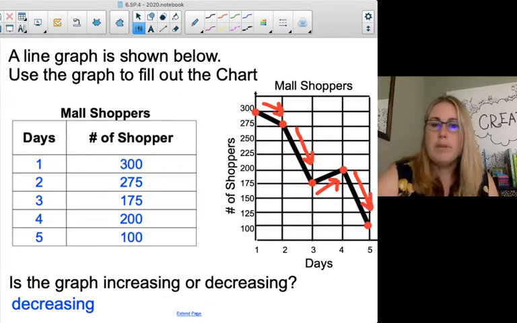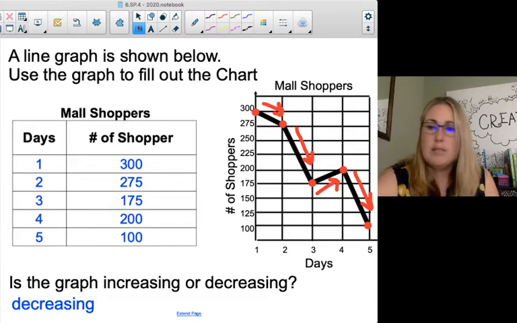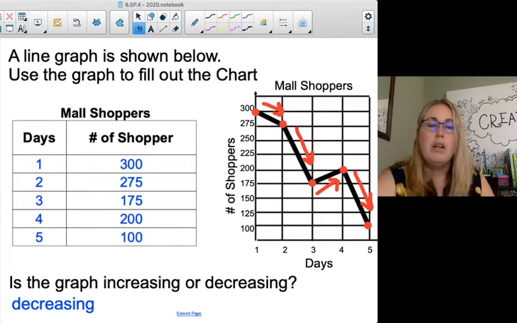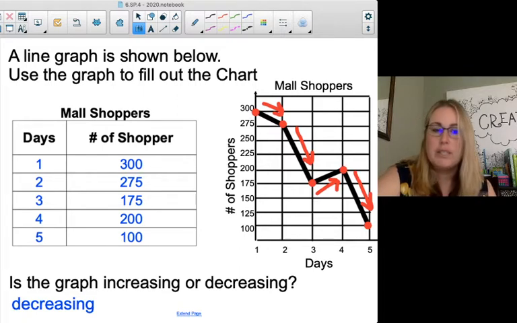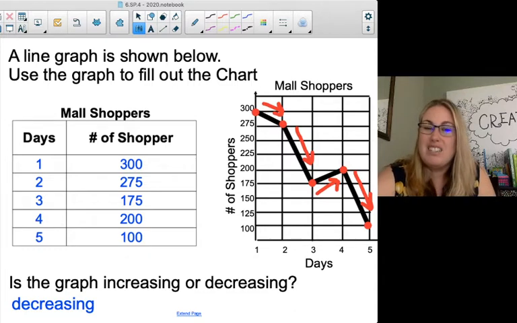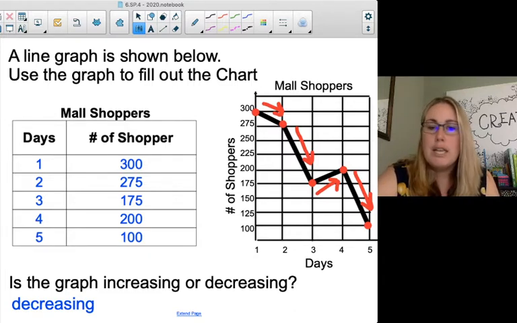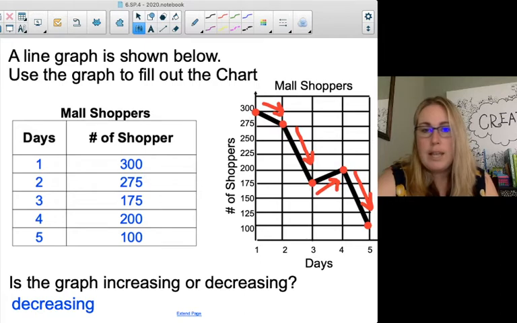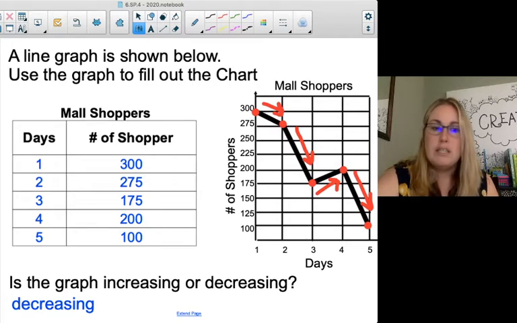So yes, we have increases and decreases, and that's what you'll normally see on a line graph, but we're looking at the overall trends on the graph. So overall, 3 out of 4 of these are decreasing. So we would say that this graph is decreasing its data. We can also look that it started up here at 300 and now we're all the way down to 100 at the end. So we definitely see a decrease in the information.